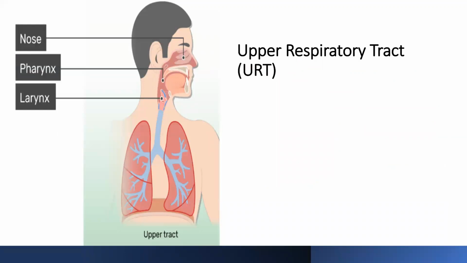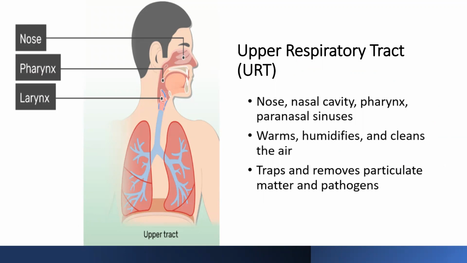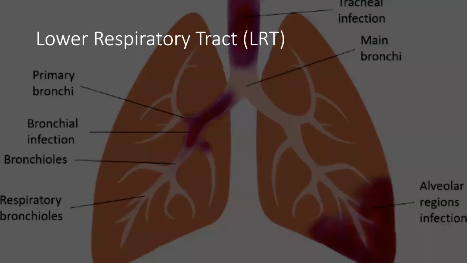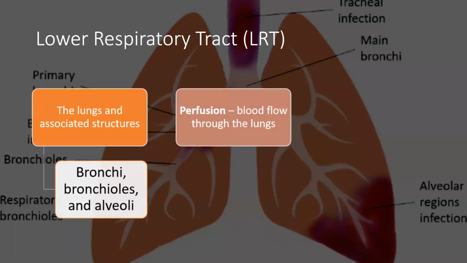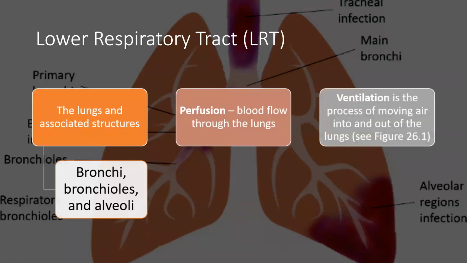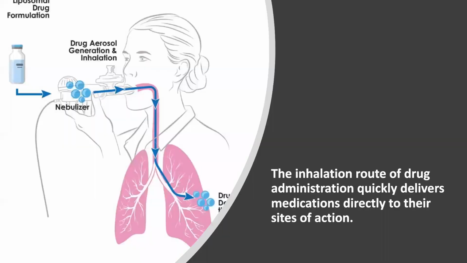If we talk about the upper respiratory tract, it includes the nose, pharynx, larynx, nasal cavity and paranasal sinuses. It warms, humidifies, and cleans the air, and it traps and removes particulate matter and pathogens. Then the lower respiratory tract includes the lungs and associated structures like bronchi, bronchioles, and alveoli. Perfusion is the blood flow through the lungs, and ventilation is the process of moving air into and out of the lungs. Inspiration and expiration occur under it.